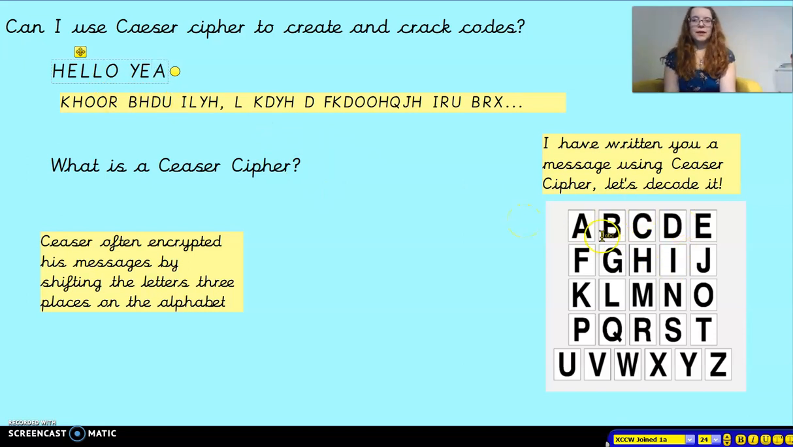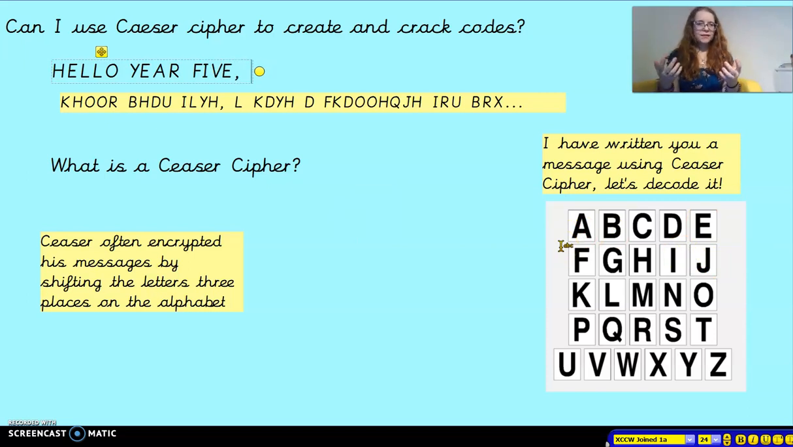I think you might have found this word. I'm going to go from U back with 3 letters, and that's going to be an R. Intriguing. Hello year. Oh, what year group could I possibly be talking about? Hello year 5. There we go.